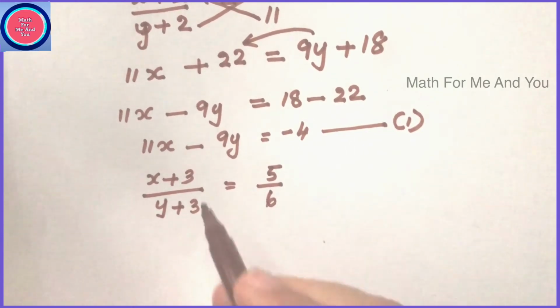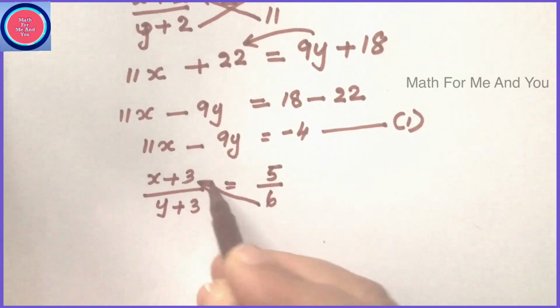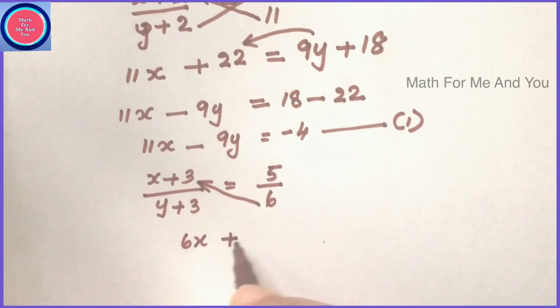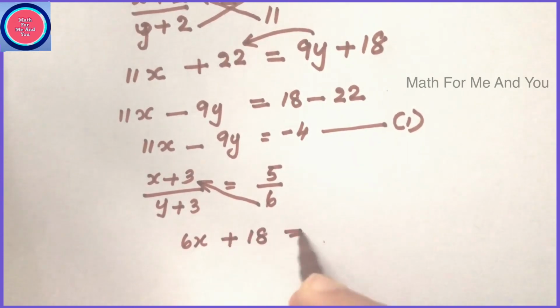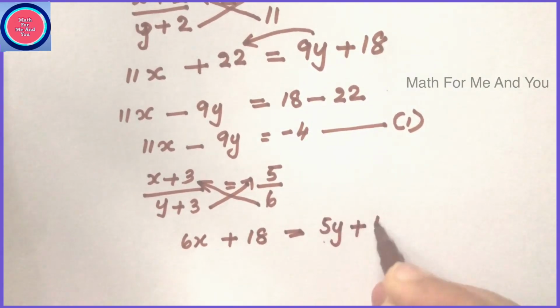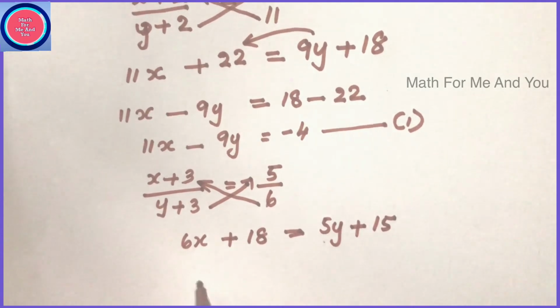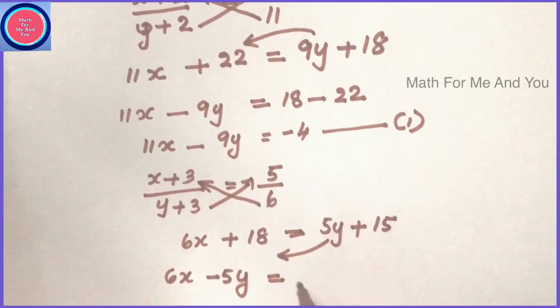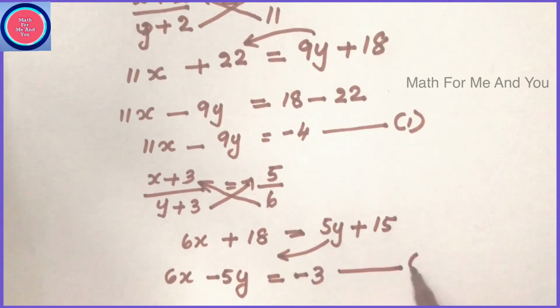Cross multiply and write the equation. 6 we multiply with x plus 3. It becomes 6x plus 18 equals 5 times y plus 3. It is 5y plus 15. Same as equation number 1, we can collect x and y on one side. So move 5y, it becomes minus 5y on the left side. 6x minus 5y, and to the right side it is 15 minus 18, which is minus 3. So we get equation 2.